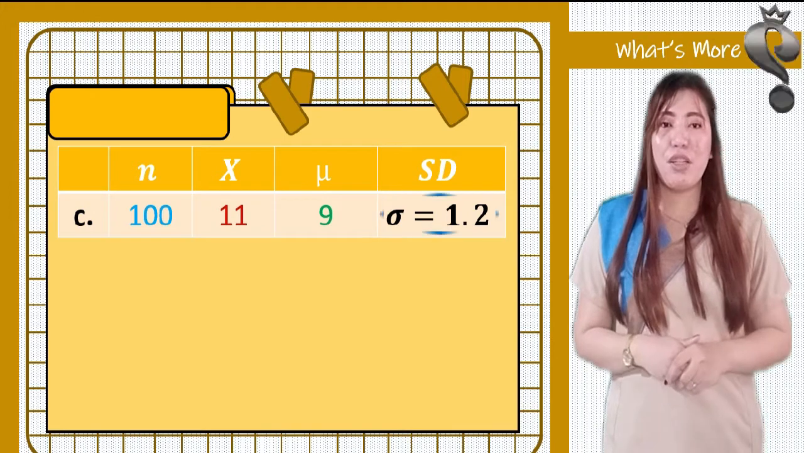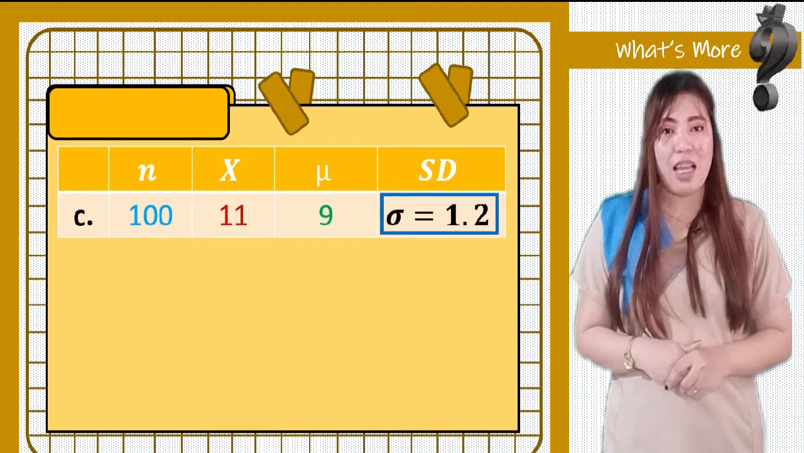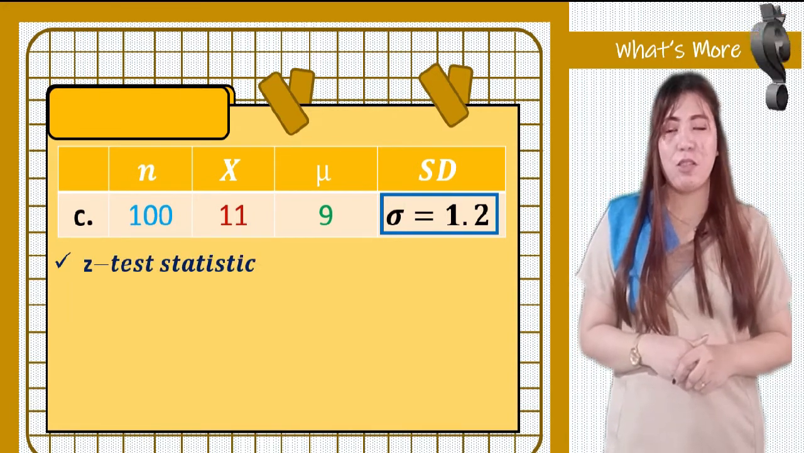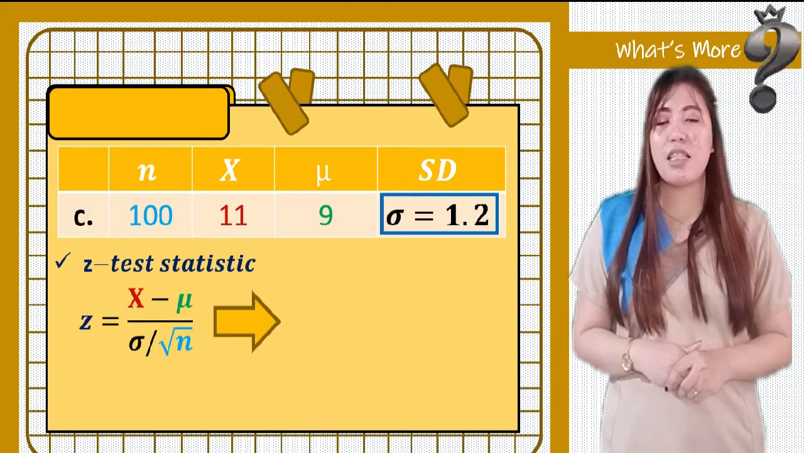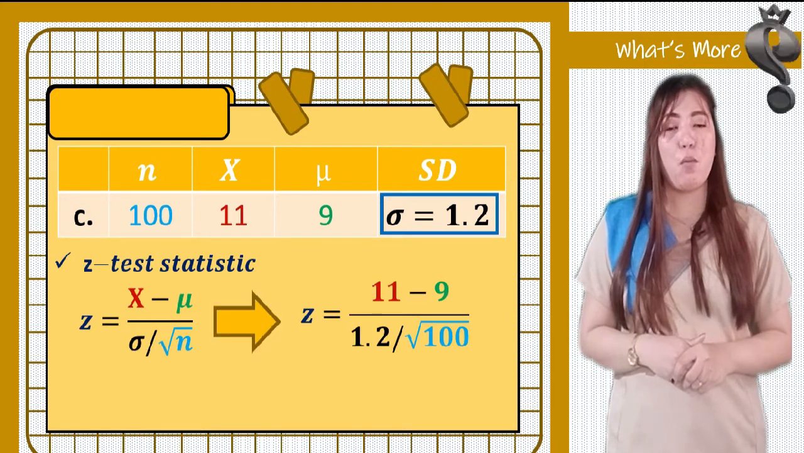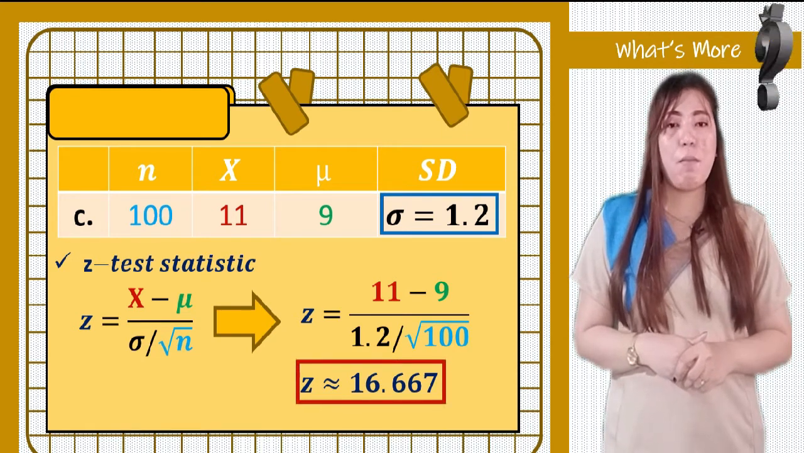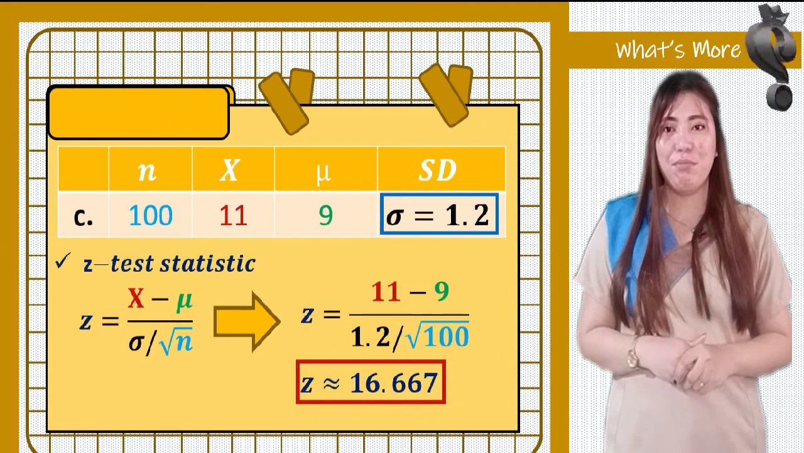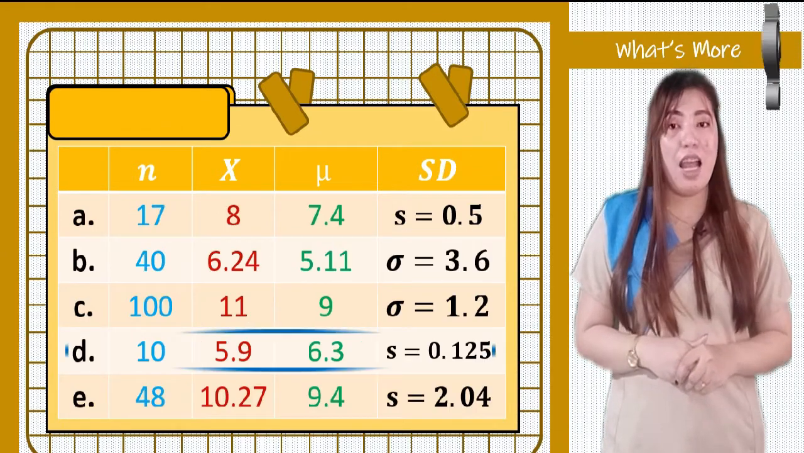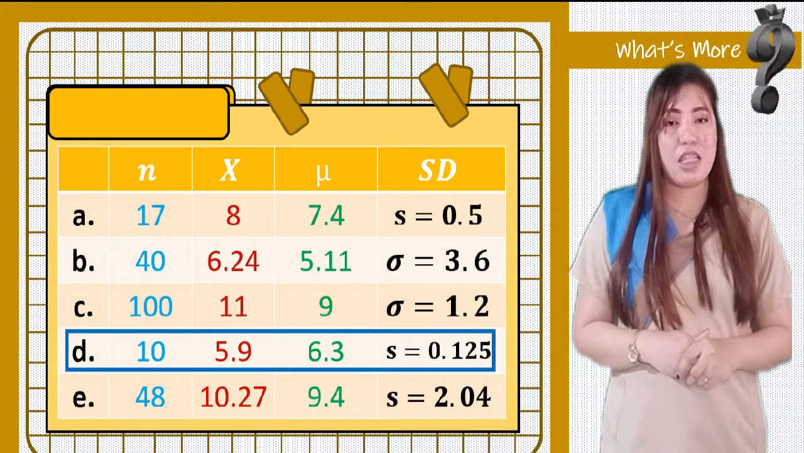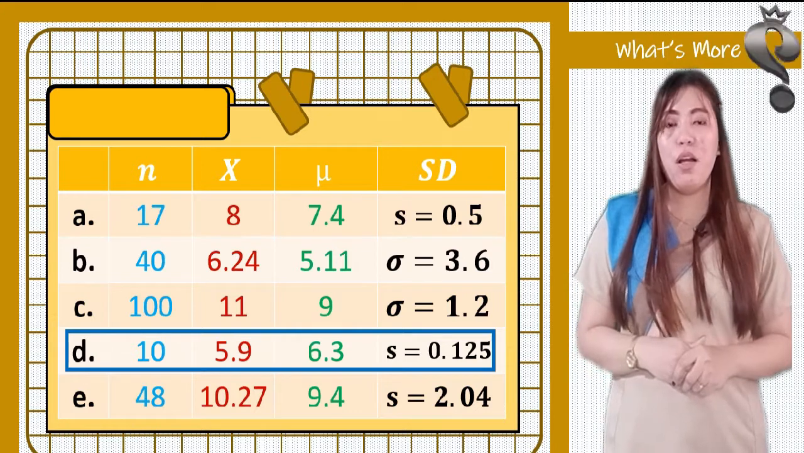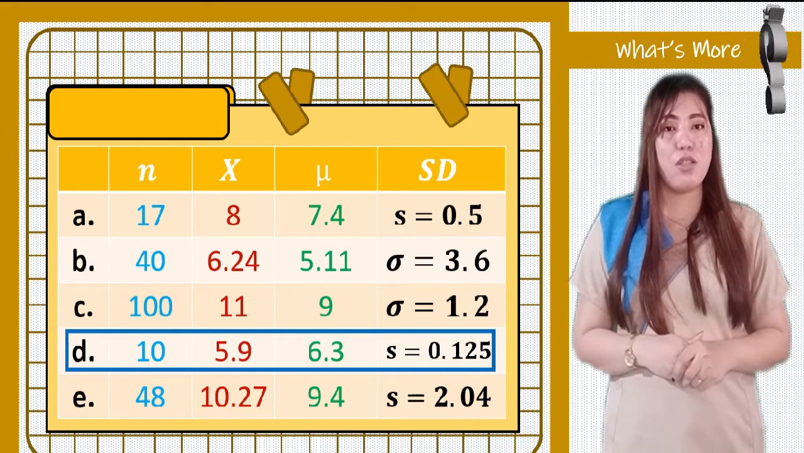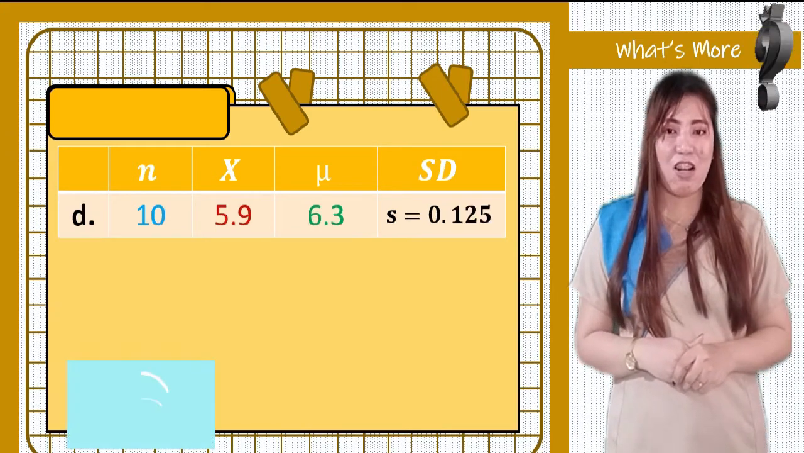The population standard deviation is known and the sample size is greater than 30. Then we use the z-test statistic. Using the formula of the z-test and substituting the given, we will get z is approximately equal to 16.667. Fourth given. N, the sample size, is 10. X, the sample mean, is 5.9. Mu, the population mean, is 6.3, and S, the sample standard deviation, is 0.125. 10 seconds.